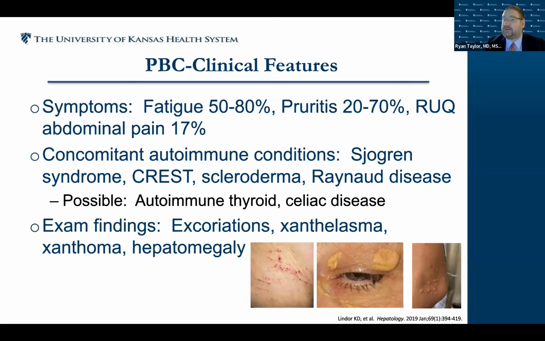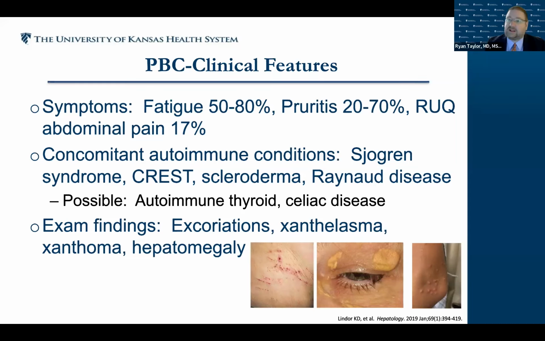So many times we get referrals from the rheumatology clinic where patients will come in for a rheumatologic evaluation. The antimitochondrial antibody will be checked and it will be positive. And lo and behold, when you go back, you see this patient has had elevated alkaline phosphatase for some time. And so I think increasing our awareness of this disease certainly will help with identification, diagnosis, and treatment.